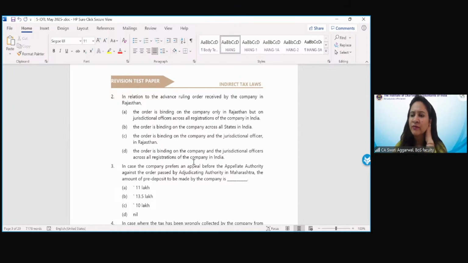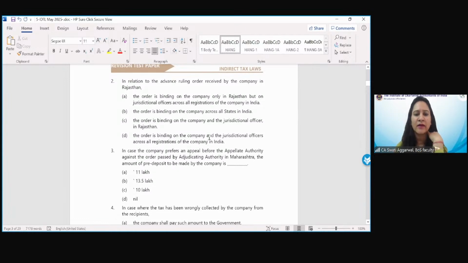Section 103 of the CGST Act 2017 says that the advance ruling pronounced by the authority or the appellate authority shall be binding only on the applicant who had sought it or the jurisdictional officer in respect of the applicant. Right? So in this case, this order is binding on the company and the jurisdictional officer in Rajasthan only. Right? So let's move to the next question.